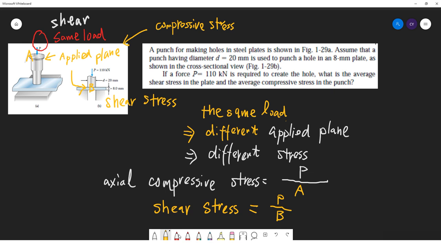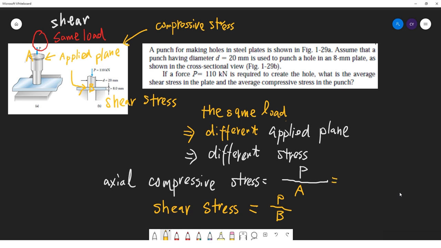So it's very clear that the actual compression stress or shear stress, even the same load, the same loading, but a different plane. The plane here and the shear plane here. So different plane induce different stress, even the same loading. Let's continue to solve the problem here.